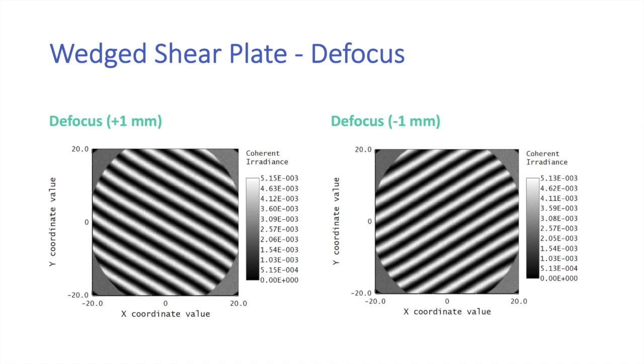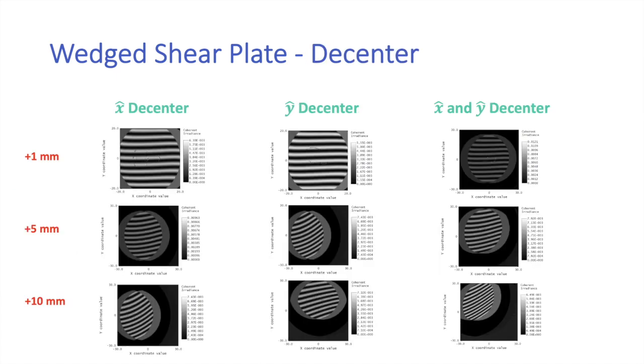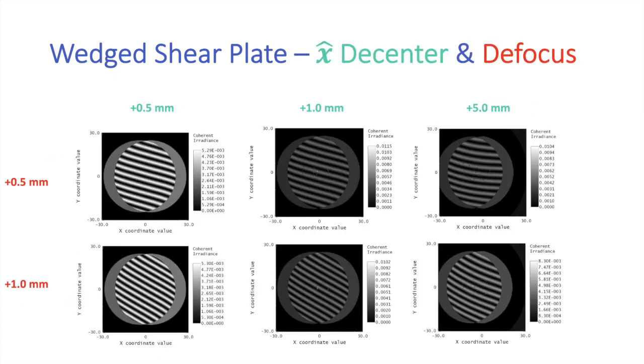We also looked at the impacts of defocus, tilt, which we expected to be asymmetric given the additional OPL term from the wedge, lens decenter, and combined aberrations. In general, we observed that it can be difficult to differentiate between the fringe patterns produced by tilt and decenter. This supports our previous findings that wedge shear plates are ideal for collimating coherent systems only.